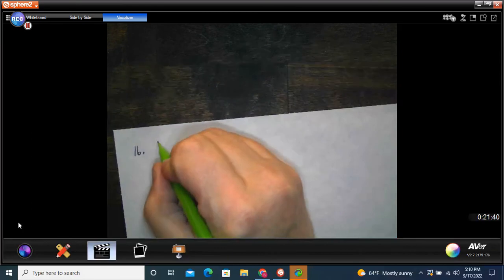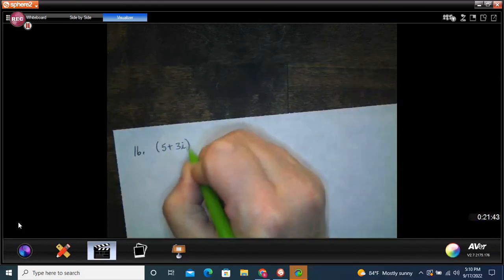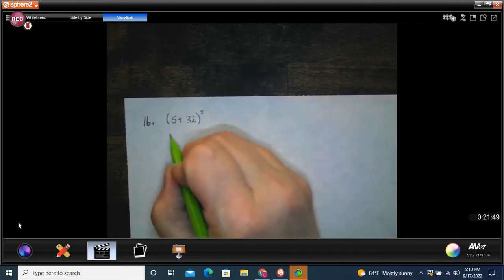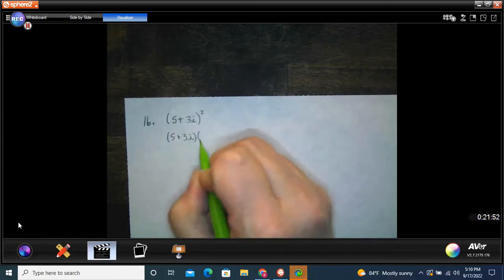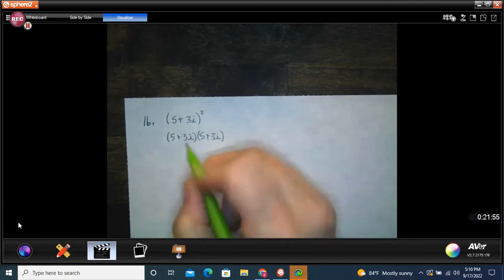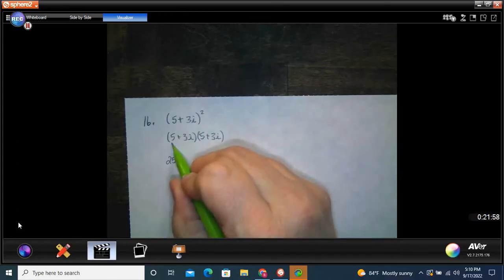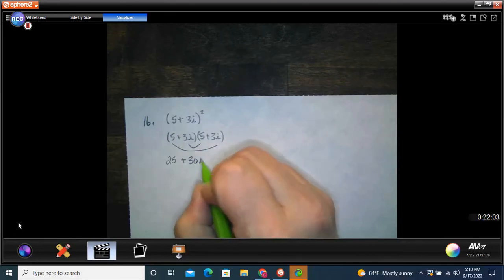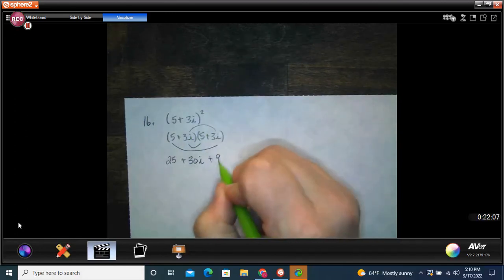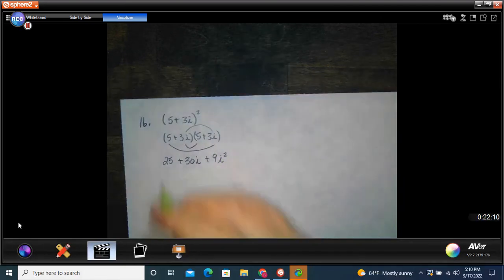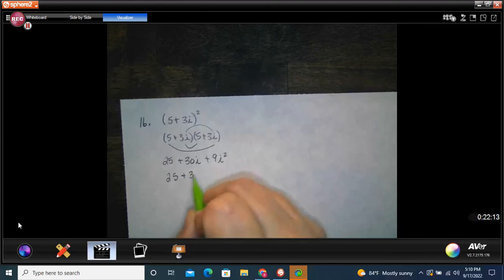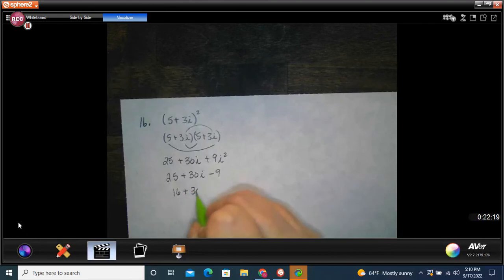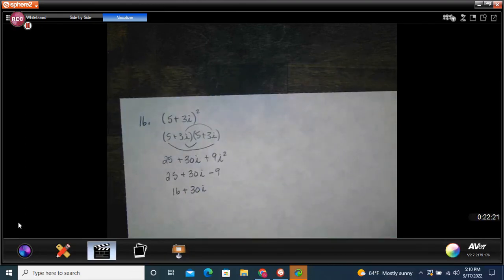And number 16 is 5 plus 3i quantity squared. And so we square this out, 5 plus 3i times 5 plus 3i. We get 25, and then plus 15i plus 15i would be plus 30i, and then plus 9i squared. That becomes 25 plus 30i minus 9. And so 16 plus 30i is our answer there.